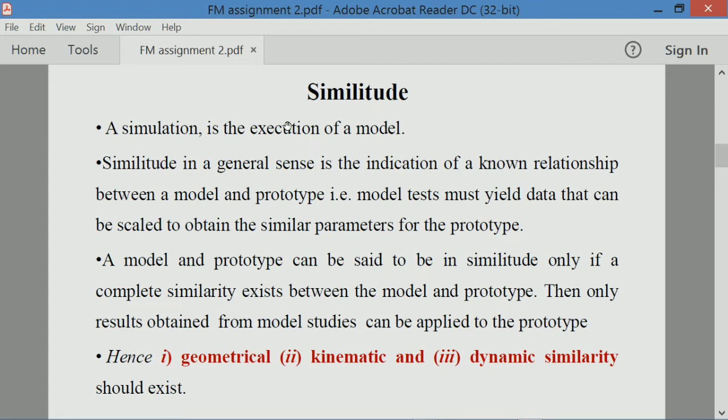And what is the geometrical similarity? Means the similarity is in the shape and size and dimensions. That is nothing but a physical similarity.